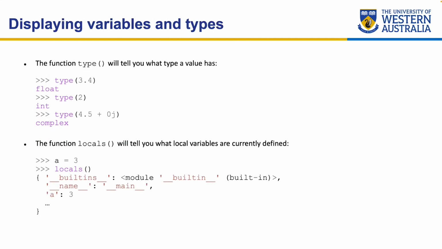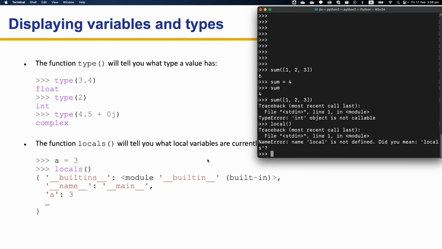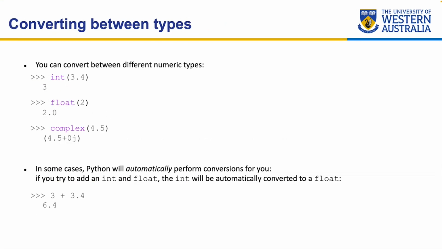So as we've seen before, the types can be shown by using the built-in type function. You can also type the locals function. This will show you what kind of variables there are. So currently, don't worry about the ones with the double underscores, but here we go. PN, the phone number that we saw a few slides back, has been defined. We created some random variables like A, X, count, size, and sum here. So they all get displayed here. So if you forget some variables that you have defined, you can always check by using the locals built-in function.